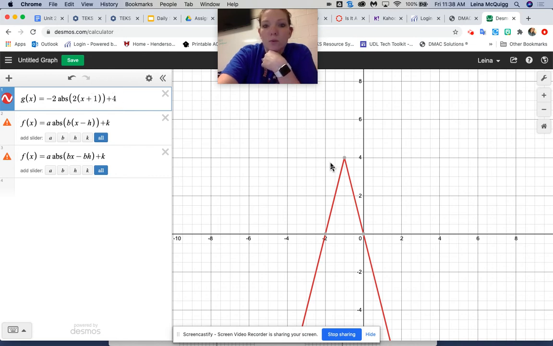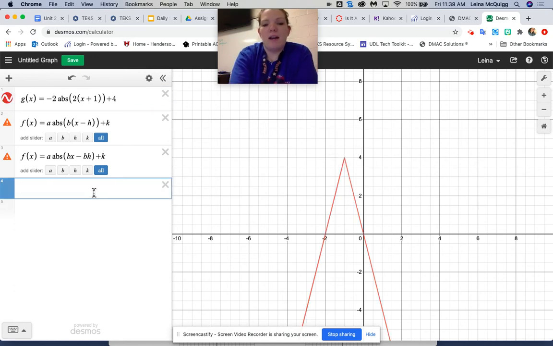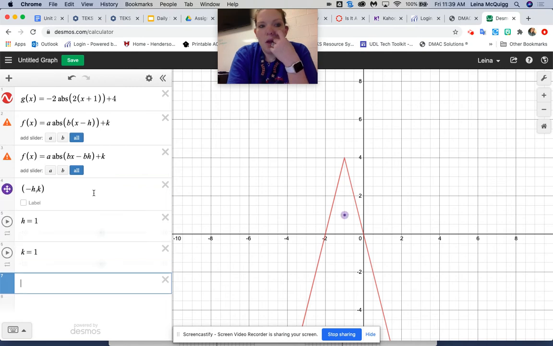And my k value is 4, so my vertex should be negative 1, 4. That's what my new k value is. We can also think about this as, well, my vertex, yesterday we said it was the opposite of h, comma k.